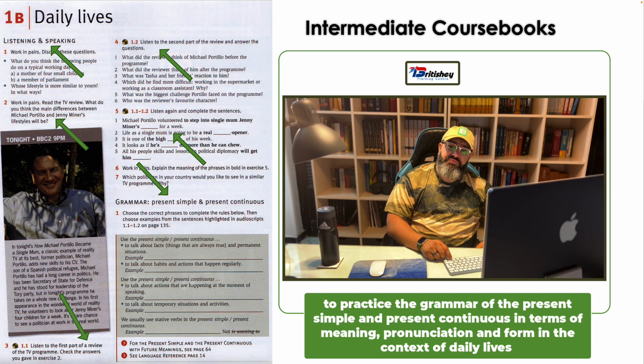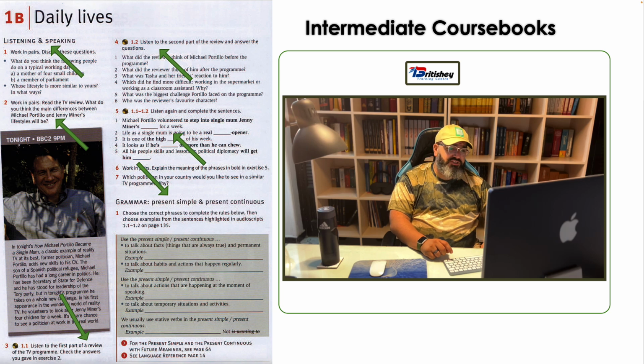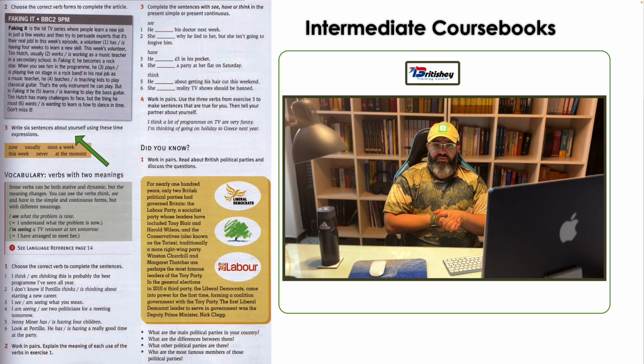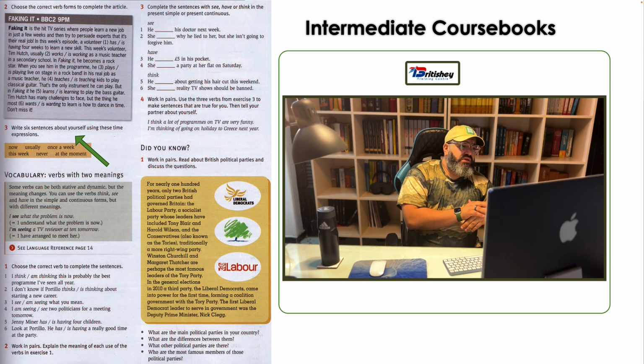Now let's go to the sub-aim of this grammar lesson, and let's go to another page to check. And we will see here that we have this vocabulary activity, and it says write 6 sentences about yourself using these time expressions. And we have now, usually, once a week, this week, never, at the moment.